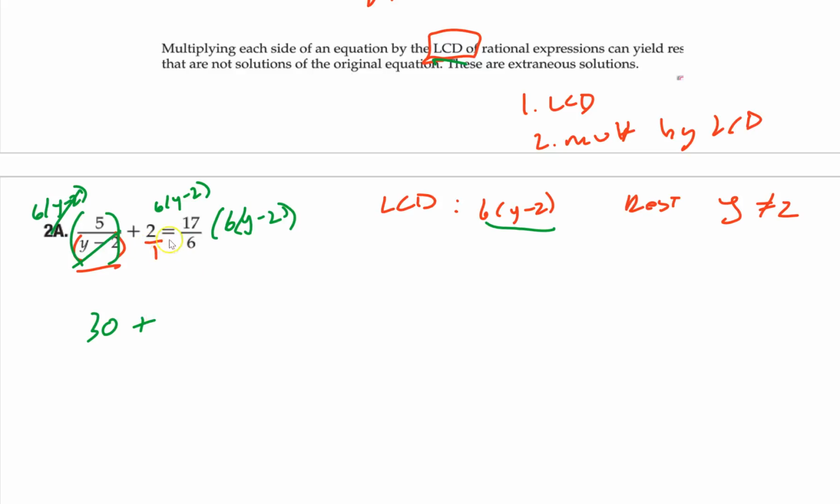On the second one, nothing cancels out. There is nothing in the bottom. So this is 2 times 6 times y minus 2, which is 12 times y minus 2. And on the last one here, the 6's cancel out, and you get 17 times y minus 2.